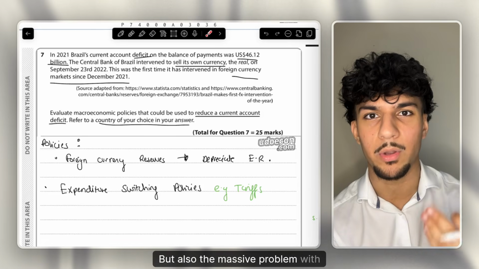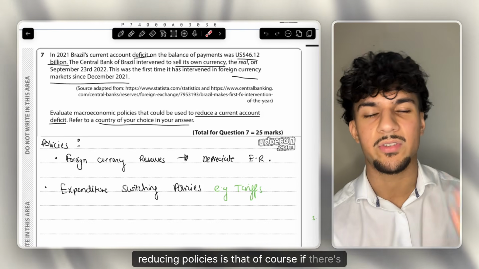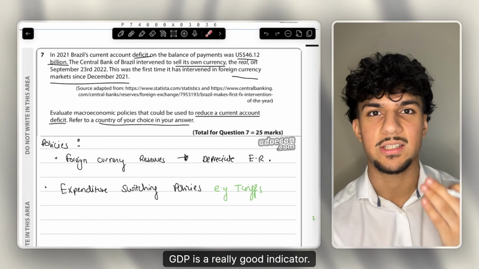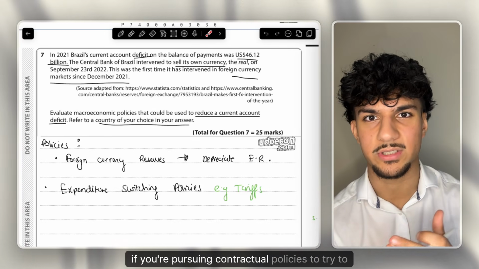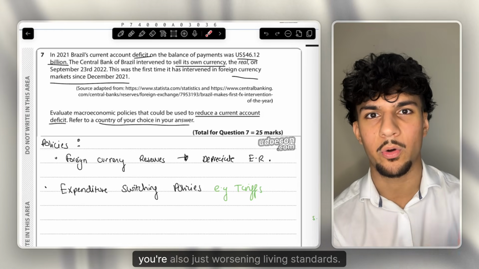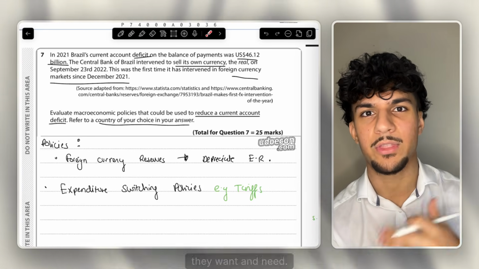But also the massive problem with expenditure reducing policies is that if there's less GDP, and GDP is a really good indicator, well, an indicator for living standards, then if you're pursuing contractionary policies to try to reduce spending, you're also just worsening living standards. Individuals cannot buy as many goods and services as they want and need.